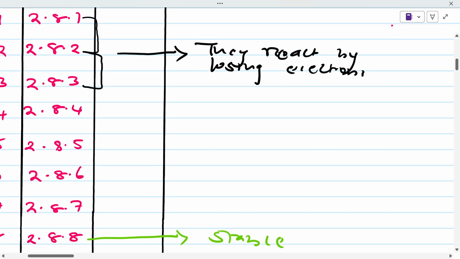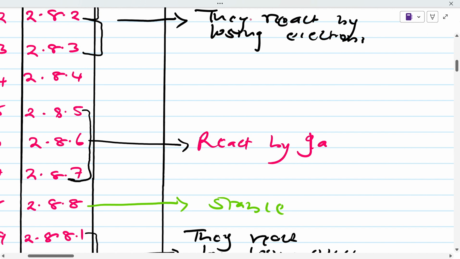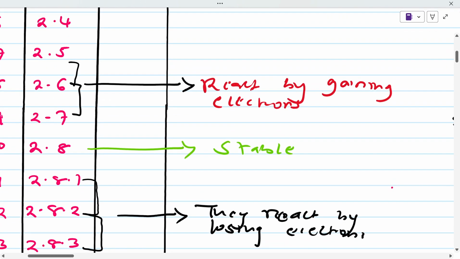I'm also moving to the last bit, this region here. It is this region, 5, 6, and 7. All these also react by gaining electrons.